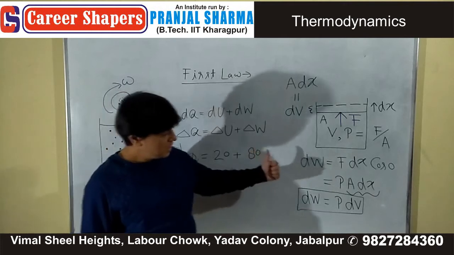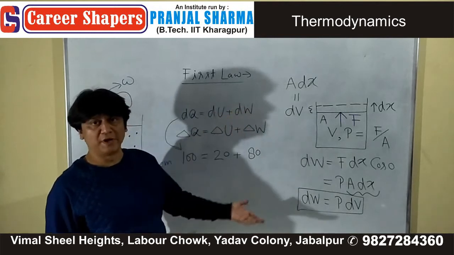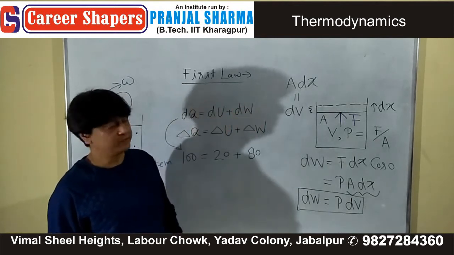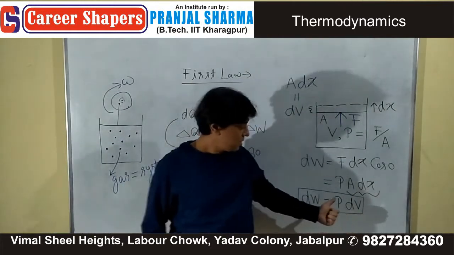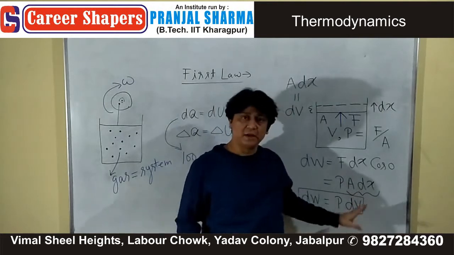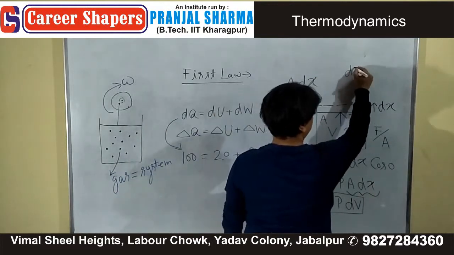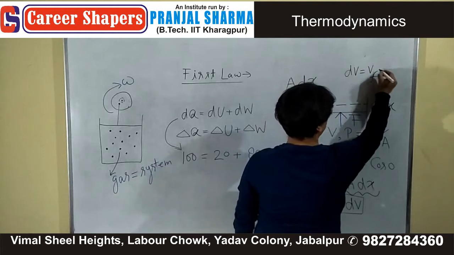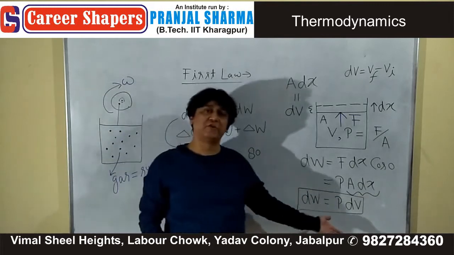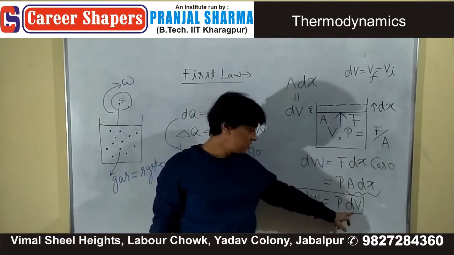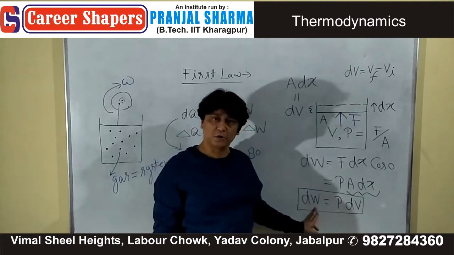Now let's understand the statement which we had with this dW. I told you that if volume increases, then work done is positive, and if volume decreases, then work done is negative. Look, first of all, from this, what is dV? dV is always V final minus V initial. When you write dV type of thing, it's always V final minus V initial. So, if volume is increasing, then this dV is positive. If dV is positive, that means your dW is also positive.